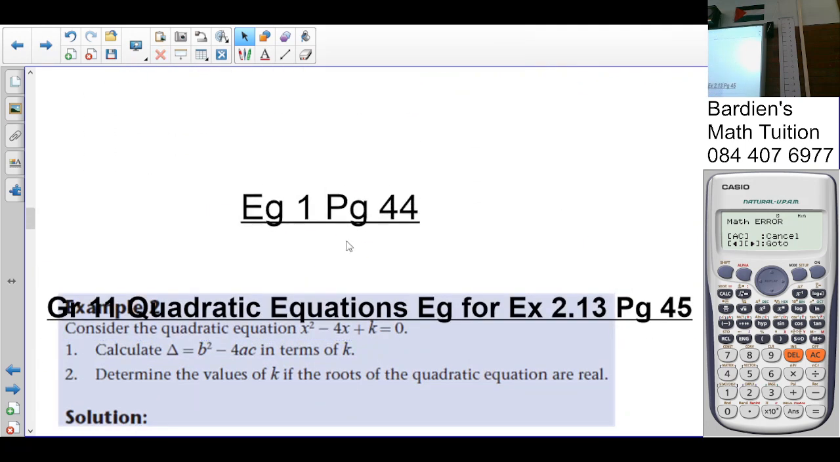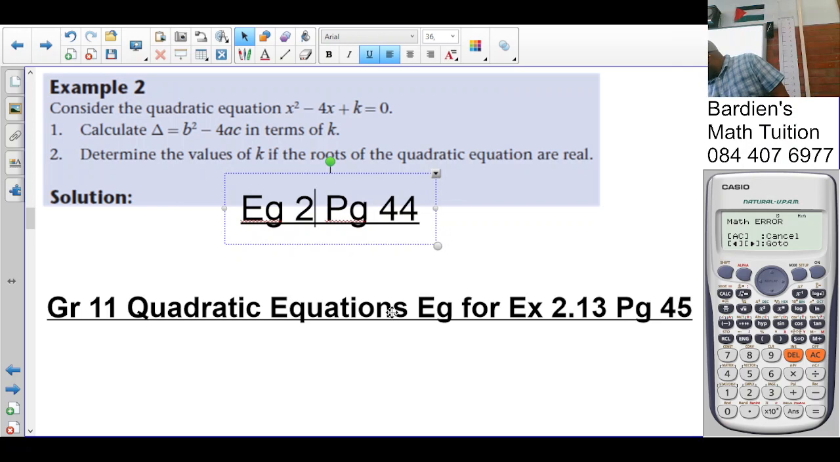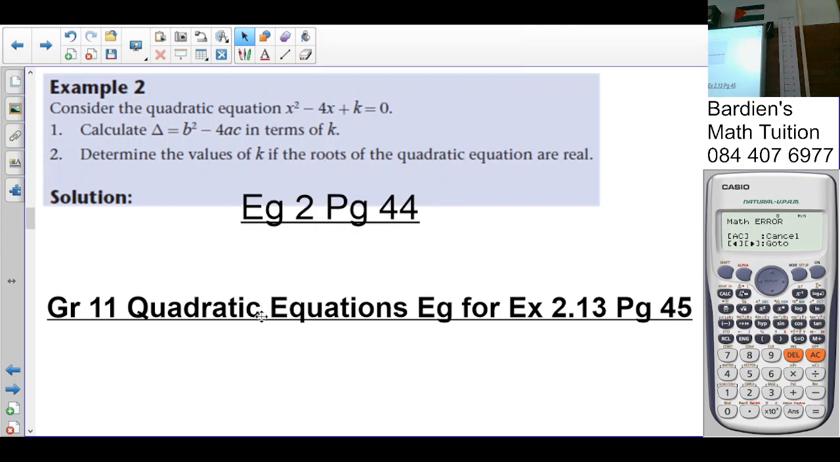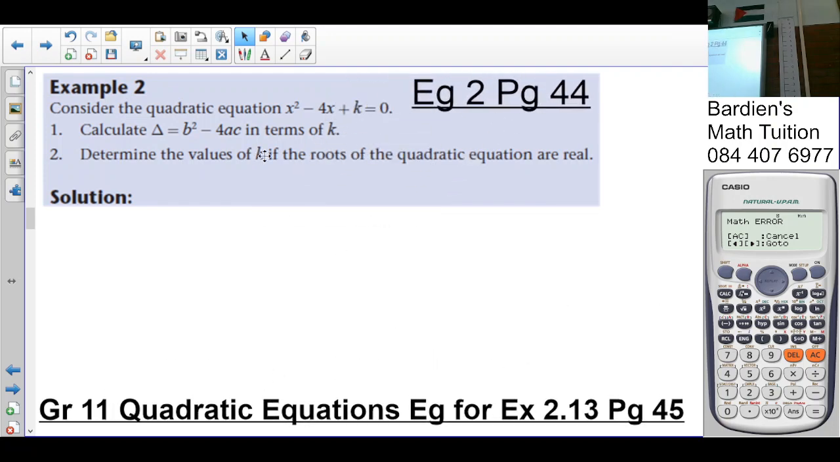Let's carry on. This is example 2 now. And example 2 is on page 44 as well. Now we are to consider the quadratic equation x squared minus 4x plus k equals 0. So what's the difference now between example 1 and example 2? Is that now we got the variable in terms of a constant. It says calculate delta, which is b squared minus 4ac.